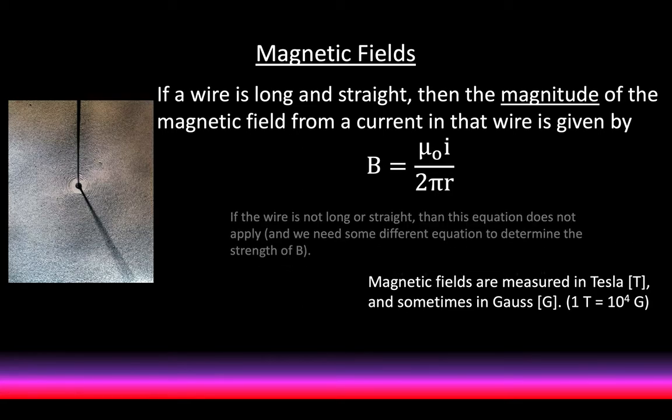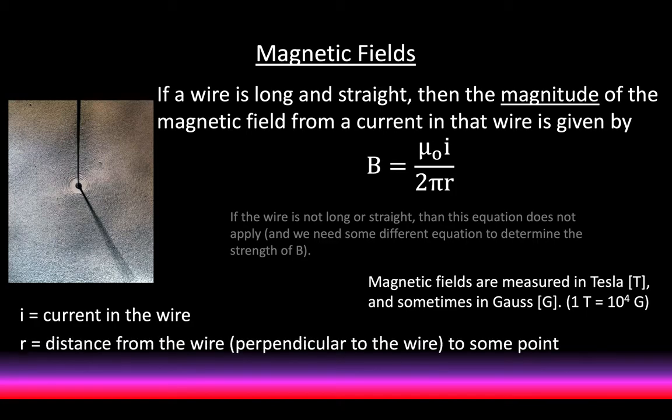Now, within this equation, first of all, this equation applies only to the case of an infinitely long straight wire. So if we have a wire that is not really, really long or not straight, we need some other equation to use. But this is the common example we'll be considering. So here, I is the current flowing through the wire, just like we had V equals IR from a few chapters ago. Same thing as the current that we've always been talking about. R is the distance from the wire, so the distance perpendicular to some point. So R could be this distance or R could be this distance.